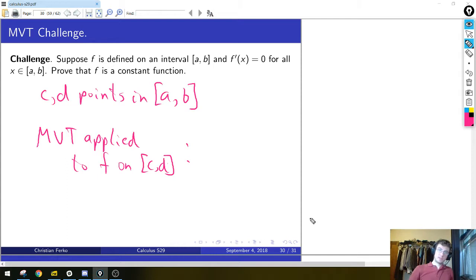Okay, so I shall ask you. Let's just pick 2 points. We're trying to prove f is constant, so let's pick 2 points and see if we can prove that f has the same outputs at these 2 points. So pick 2 points c and d, and what do we get if we apply the mean value theorem we just proved to the function f on the interval c, d? What should I write?